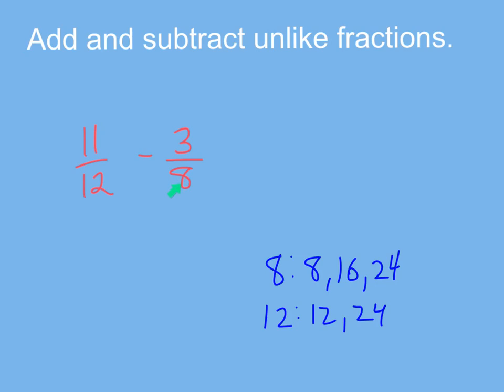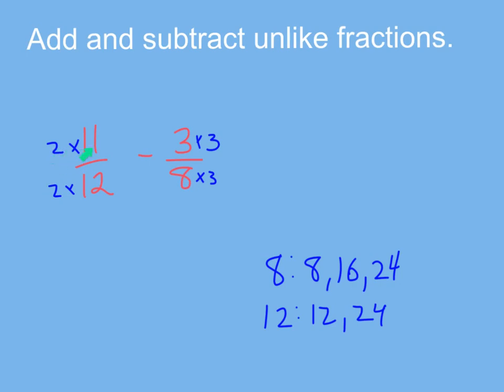So when I do this, I see, okay, I have to take 8 times 3 to get 24. And if I do that to the denominator, I have to do the same to the numerator. And then over here for the 12, I have to get 12 to 24, and I do that by timesing it by 2. And if I do that to the denominator, I have to do that to the numerator. Now I put the equivalent fractions just down below. I rewrite them. That's what you'll do today.